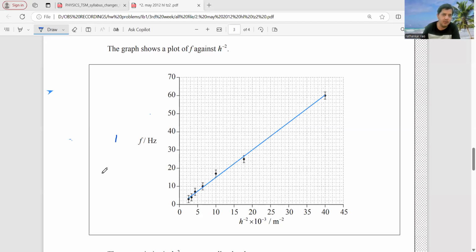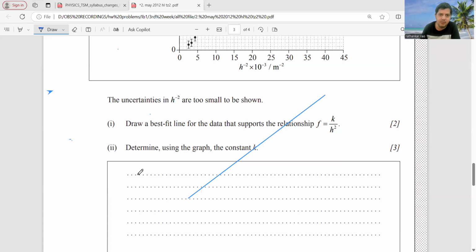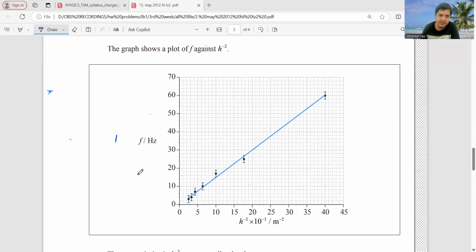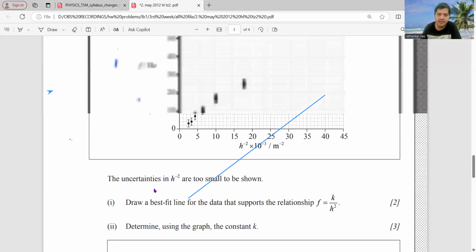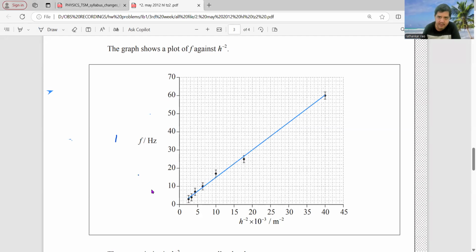Next, the uncertainties in the H bar square are too small to be shown. This has come out of it. Let me fix this. It's not coming. Okay, fine. Anyway, determine using the graph the constant k. Using the graph the constant k, you need to fix it.